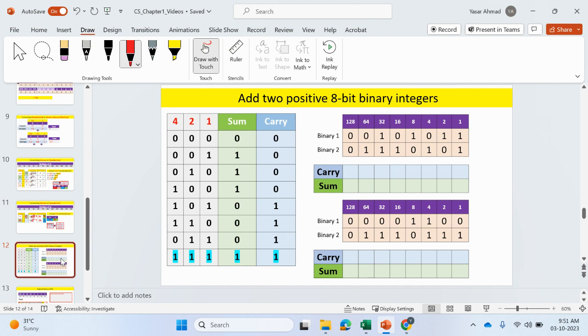In the next video, we will be looking at adding two positive 8-bit binary integers together.